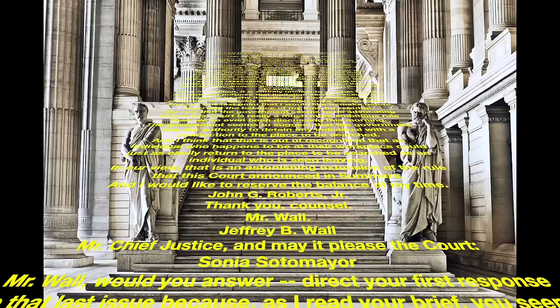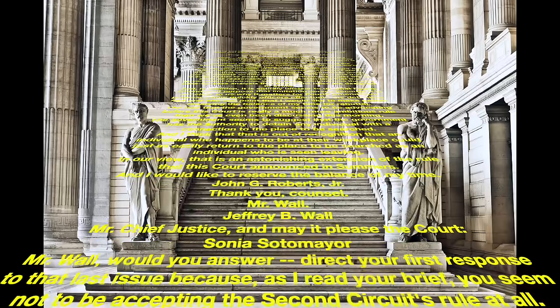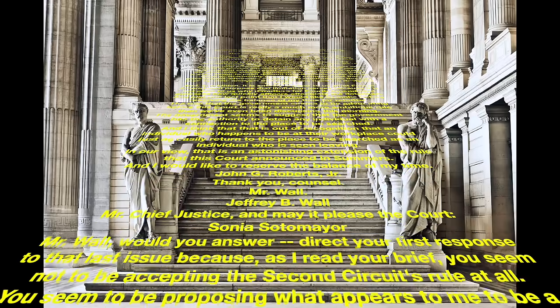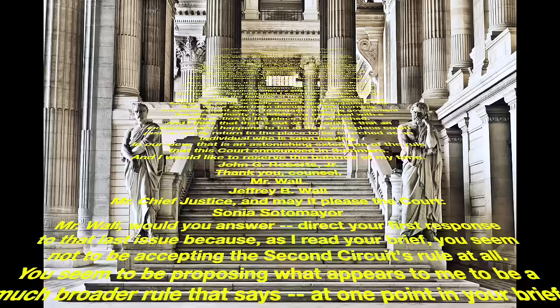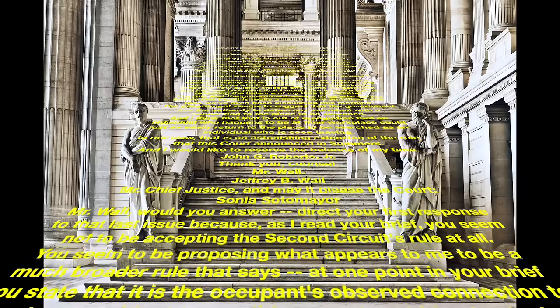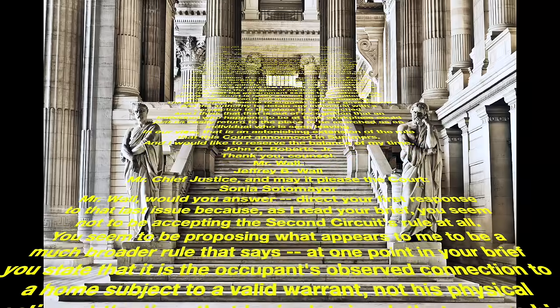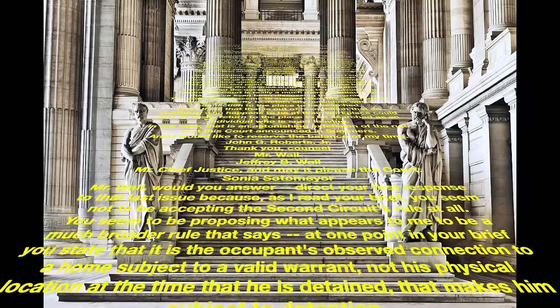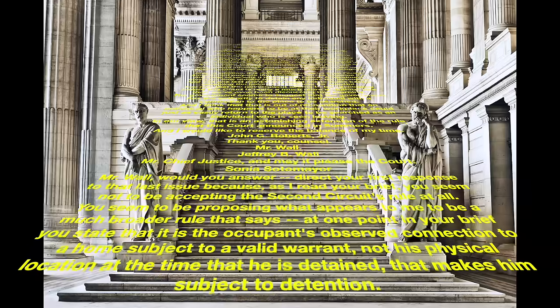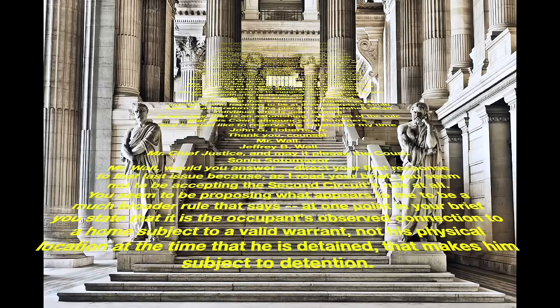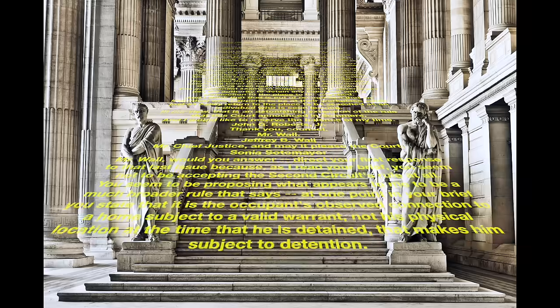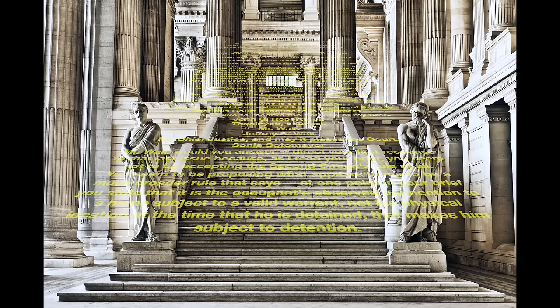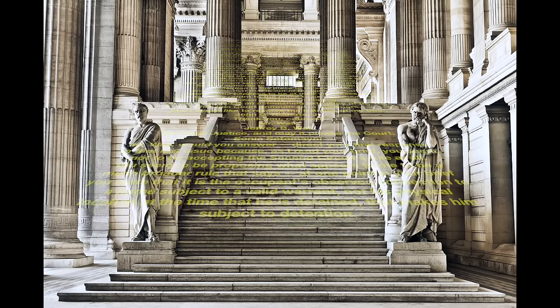Mr. Chief Justice, and may it please the Court. Mr. Walsh, would you direct your first response to that last issue, because as I read your brief, you seem not to be accepting the Second Circuit's rule at all. You seem to be proposing what appears to me to be a much broader rule that says, at one point in your brief you state that it is the occupant's observed connection to a home subject to a valid warrant, not his physical location at the time that he's detained, that makes him subject to detention.